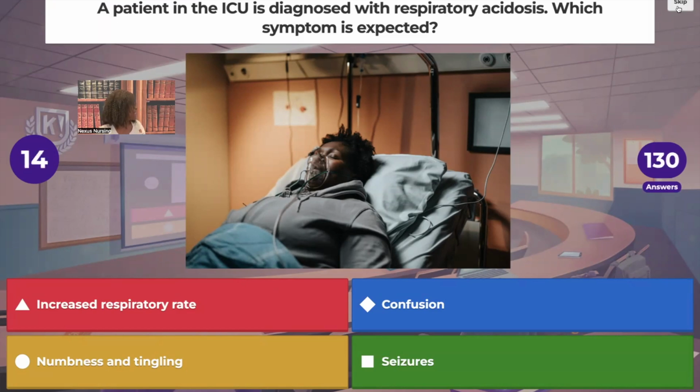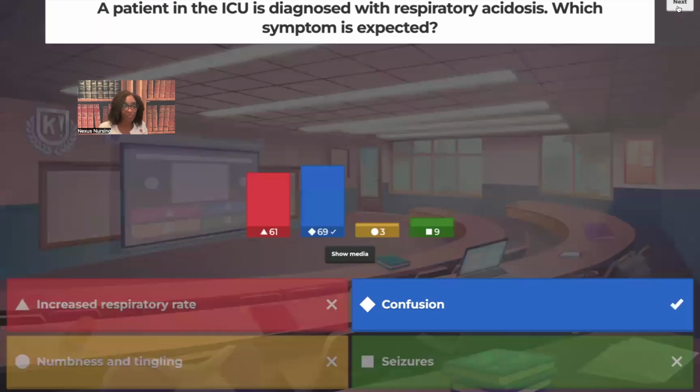I need some of you guys to think about your answers. A lot of you guys are correct. Very good. But some of you are off the wall with it. Think about it. Wow. 61 of you guys went with increased respiratory. Okay, let's talk about the right answer first.